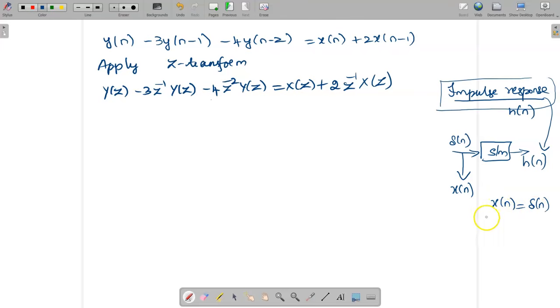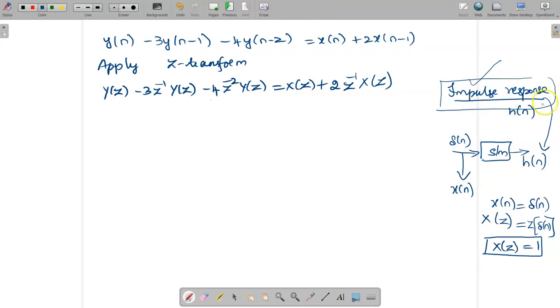So, when we apply Z transform for this, we get X of z equal to the Z transform of del of n. The Z transform of del of n is nothing but 1. So, wherever we have X of z, we have to replace it with 1. In the problem, when they ask to find the impulse response, we have to substitute X of z as 1. So, that you have to know.